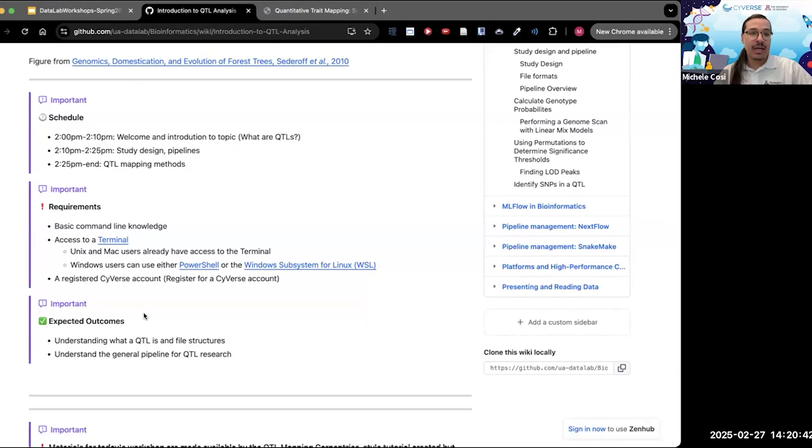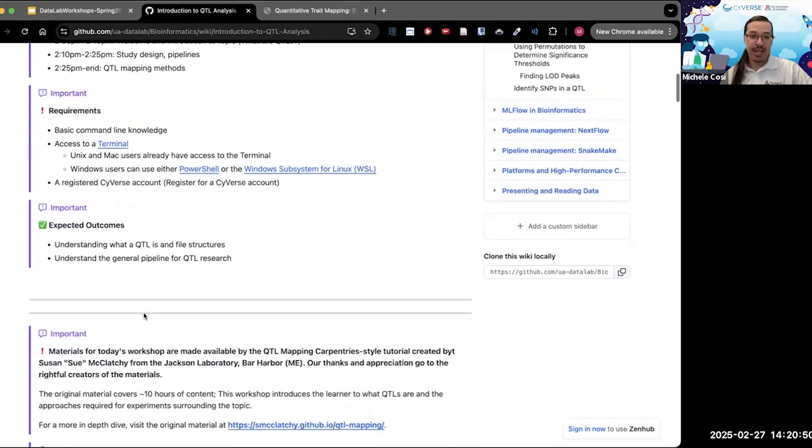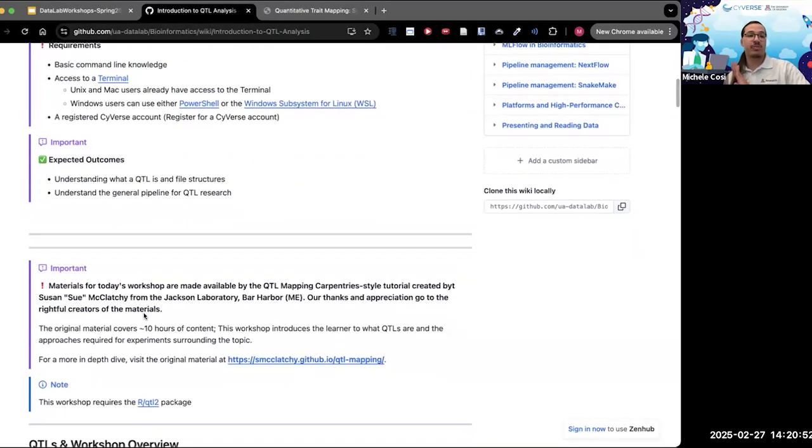And therefore, what I can do is just point you towards a direction that may be able to cover this in a better way. And that direction for sure exists because materials for today's workshops are made available by the QTL mapping carpentry style tutorial created by Susan McClatchy from the Jackson Laboratory in Bar Harbor, Maine.